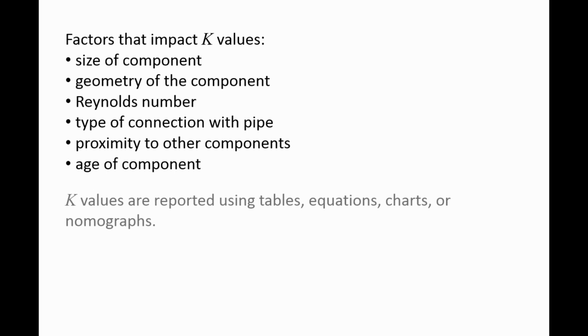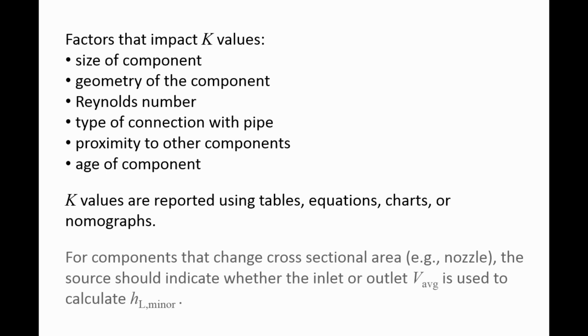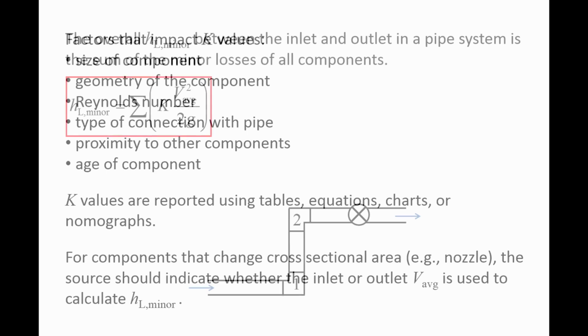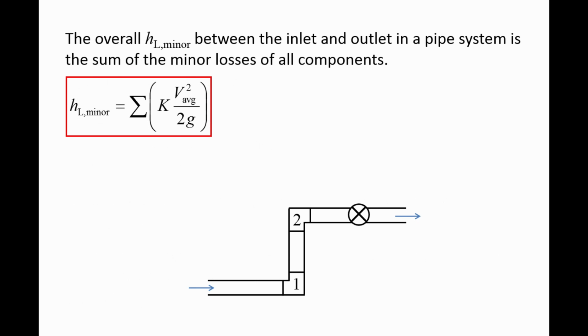K values are usually reported in tables, equations, charts, or nomographs. For components that change cross-sectional area, the flow speed at the inlet and outlet will be different. For these components, the source that provides the K value should indicate whether you should use the inlet or outlet flow speed in calculating HL minor. Most pipe systems will have multiple components.